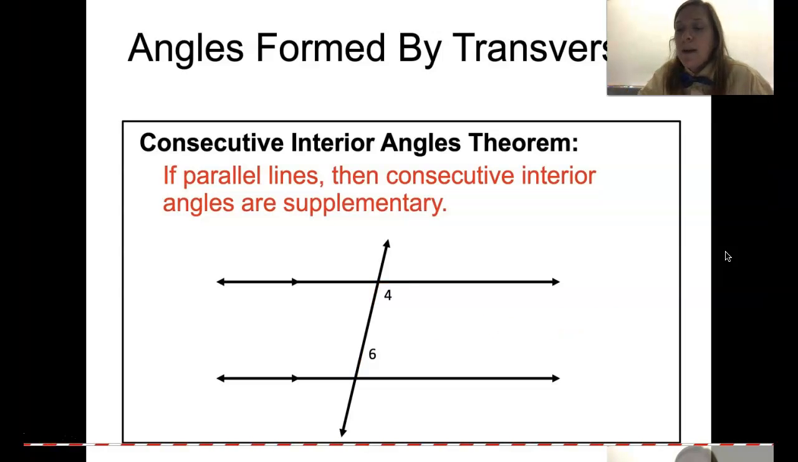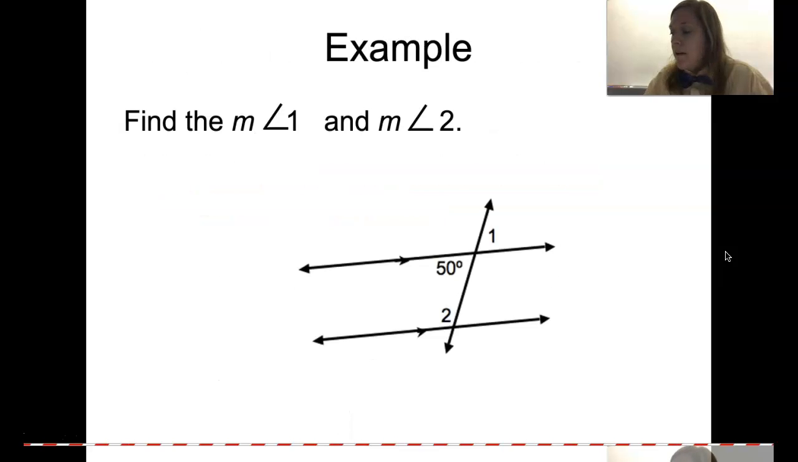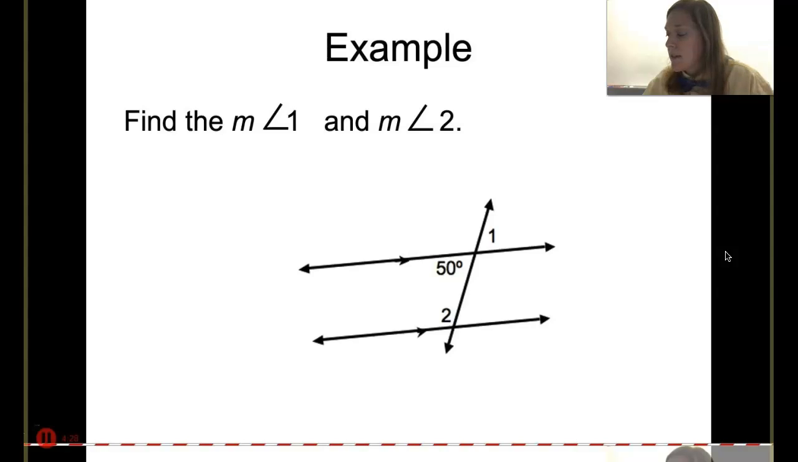Okay, so let's put this into practice. Here we go. First problem, I'm given parallel lines. I know that they're parallel lines because I have the little triangles or the little arrows on my lines here and here. So that tells me I have parallel lines. So now let's try to find the measure of angle 1 and the measure of angle 2.